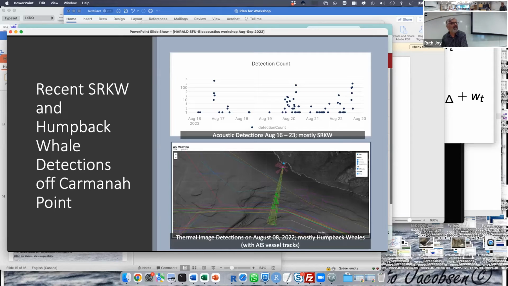And I just want to make that point: when it comes to ship collisions, we really need to think about large whales, because they are much more affected by ships like this than, for example, killer whales. Anyways.